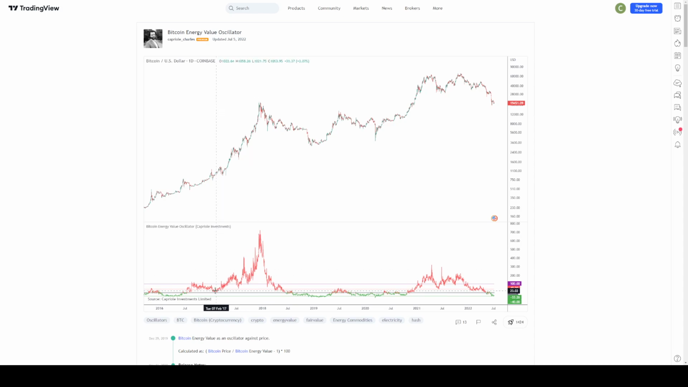And what you can see here is that our energy value is pretty closely associated with our blow-off tops, where we get a higher energy value towards a higher price point in Bitcoin.